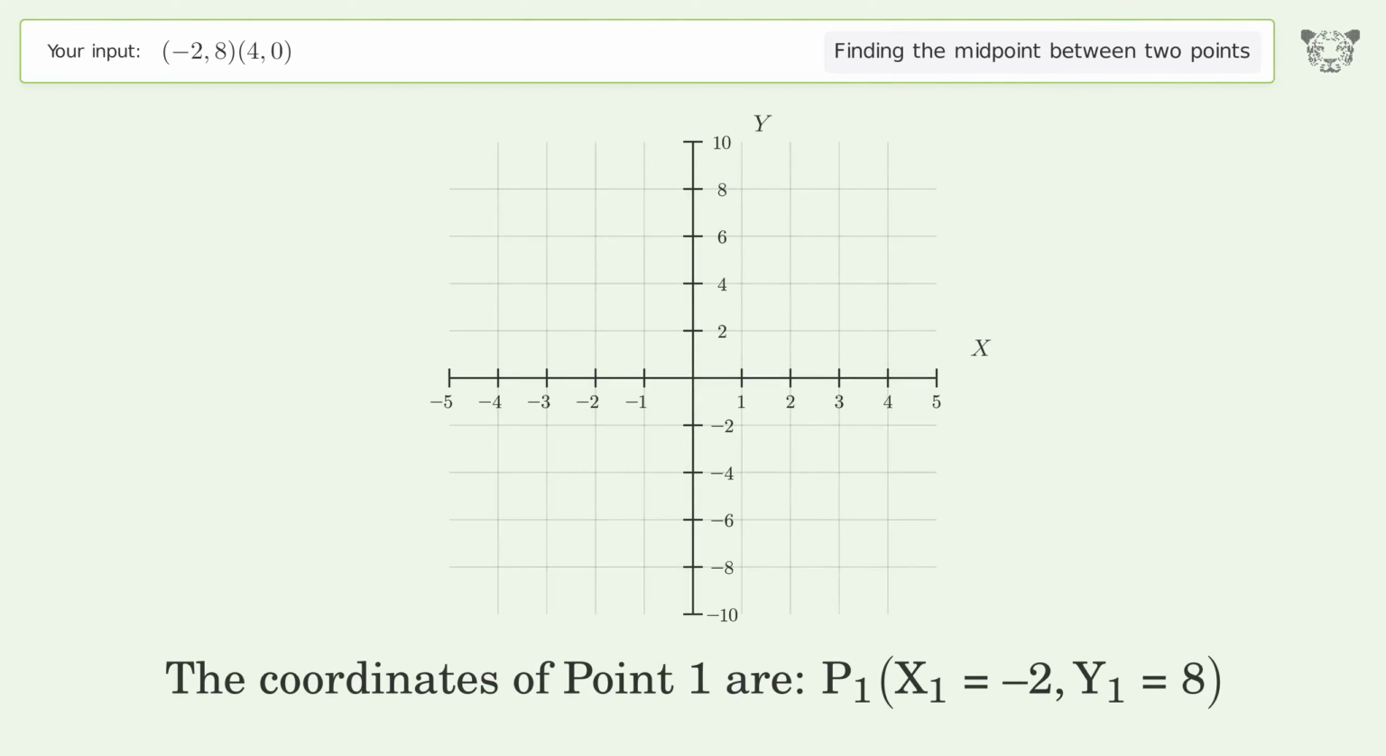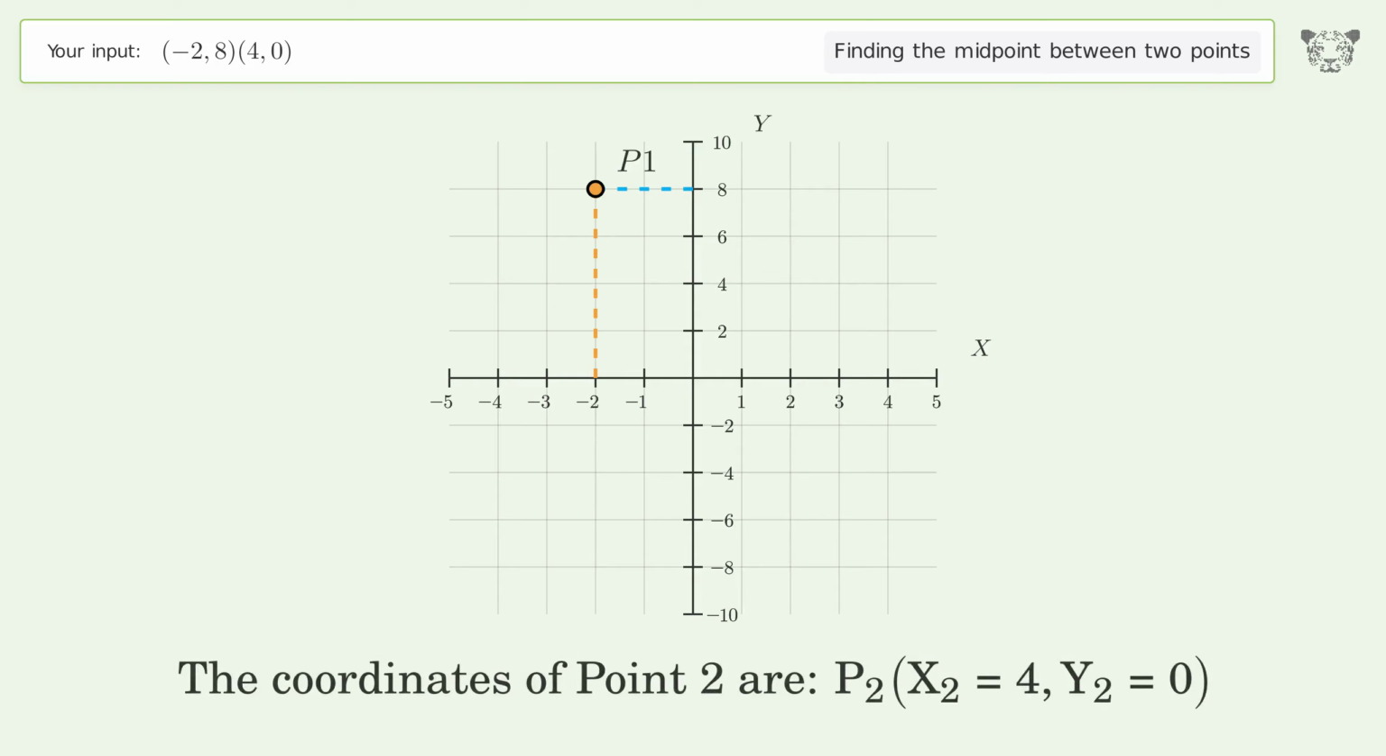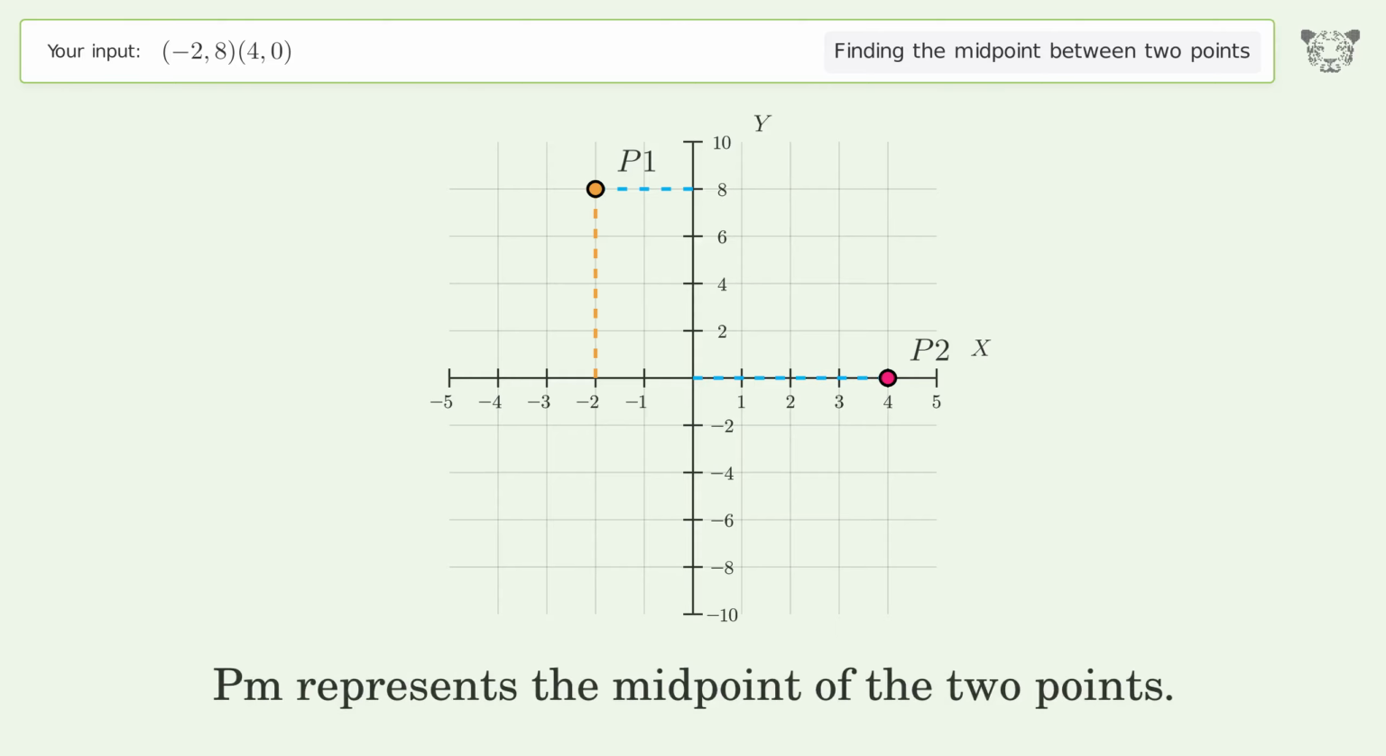The coordinates of point 1 are x1 equals -2, y1 equals 8. The coordinates of point 2 are x2 equals 4, y2 equals 0. PM represents the midpoint of the 2 points.